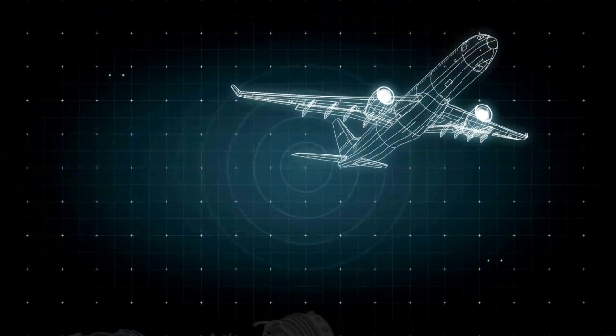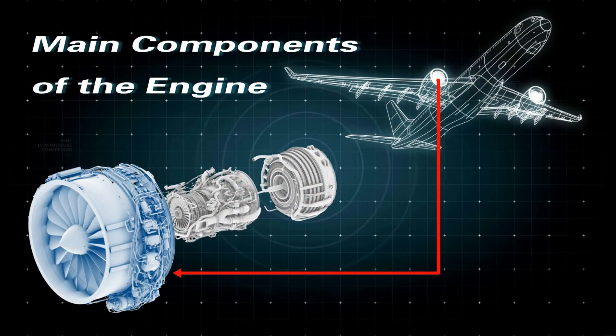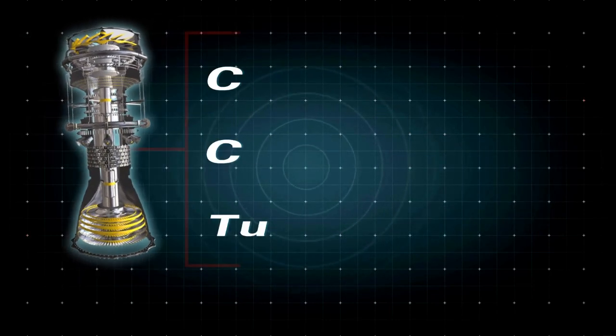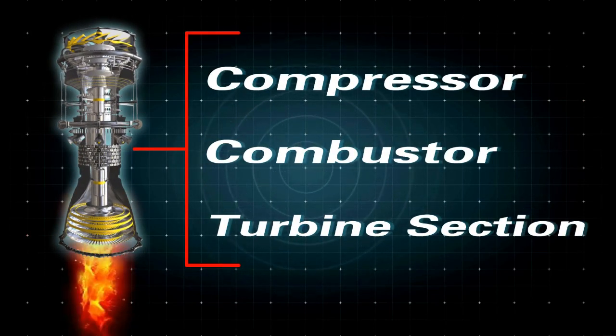To understand that, we need to learn about the main components of the engine. The core. A jet engine's heart is a gas generator which produces high-pressure gas to power a turbine. This configuration includes a compressor, combustor, and a turbine section.